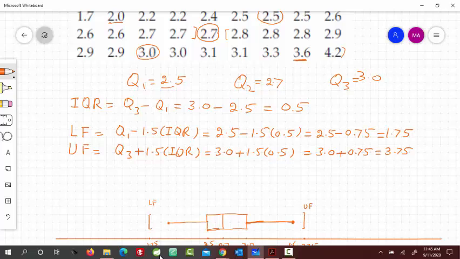Now we see if there is any value below the lower fence, and that's 1.7. Right? So 1.7 is below the lower fence, so we mark it here with a star, as an outlier, that's 1.7. Similarly, any value above the upper fence, that is this 4.2. So 4.2 would be around here, and here we will put a star.